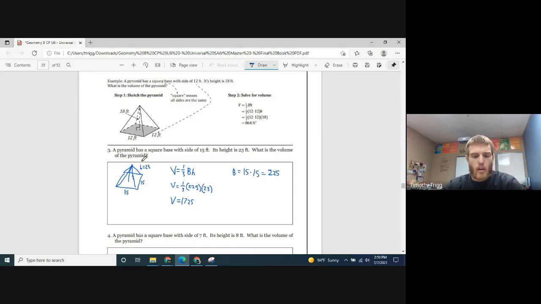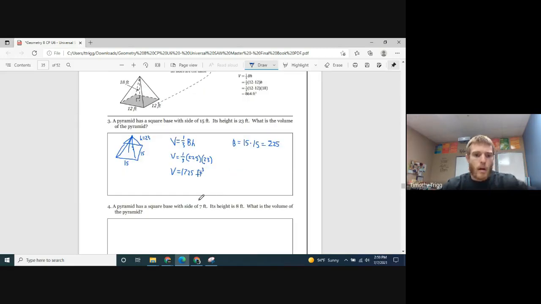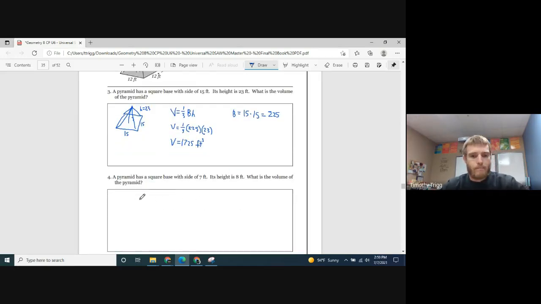Okay, now this is all in feet, so we'll put feet, and when it's volume, it's actually cubic feet. So if you imagine a 1 foot by 1 foot by 1 foot cube, this pyramid in this situation would hold 1,725 of those 1 foot by 1 foot by 1 foot cubes. Okay. Try number 4 on your own. So it's the same idea. You could draw the picture if you need to, but it's finding the volume.